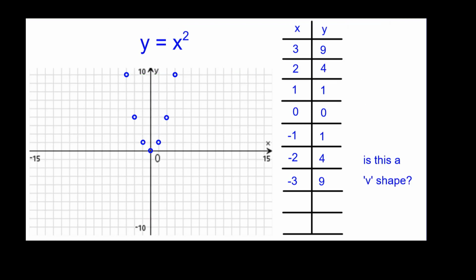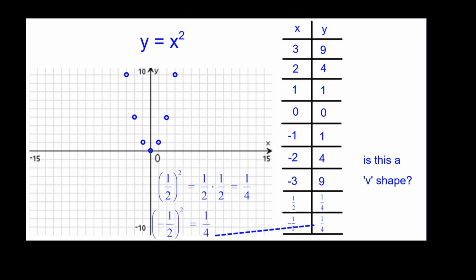Now, is this a V-looking shape? Well, to investigate that, let's try 2 more values for x. Between 0 and 1 is a half, and on the other side is negative a half. So we'll go ahead and square 1/2. And remember, 1/2 times 1/2 is a fourth, not equal to 1 like some of you think. That's when you're adding them. And if you square the negative 1/2, you'll also get a positive 1/4.